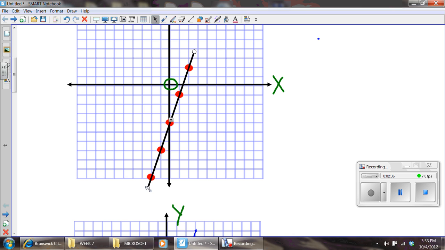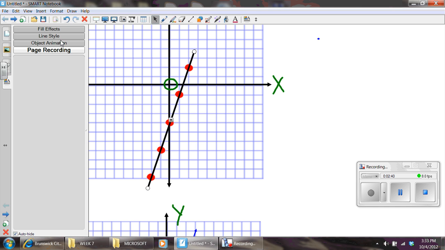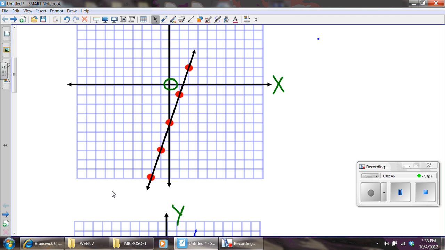All right, and of course I'll make it look like a line all the time. There we go. And voila, it is that simple.